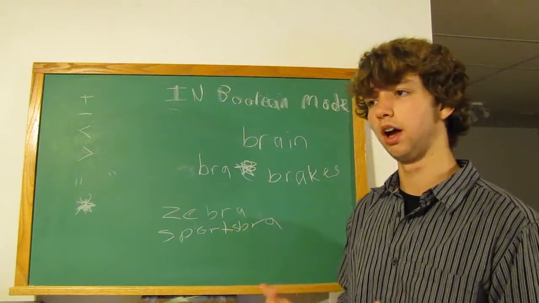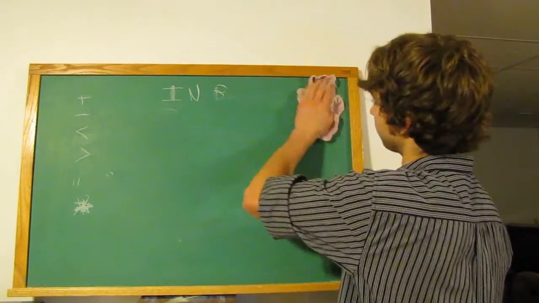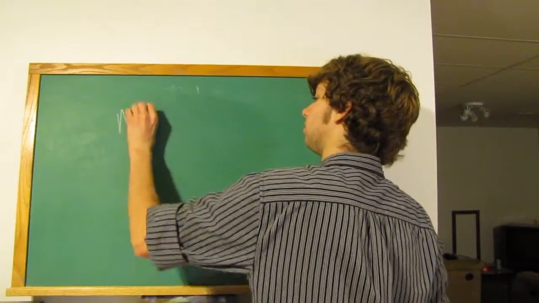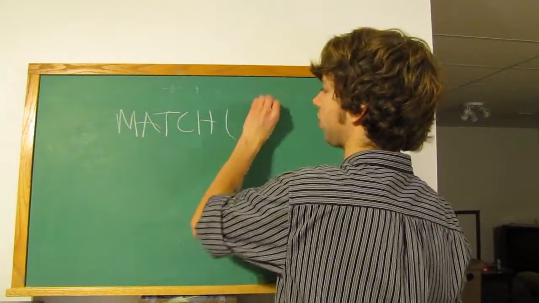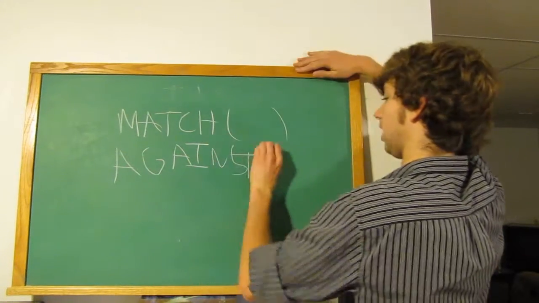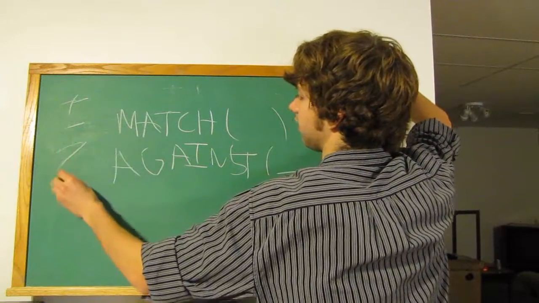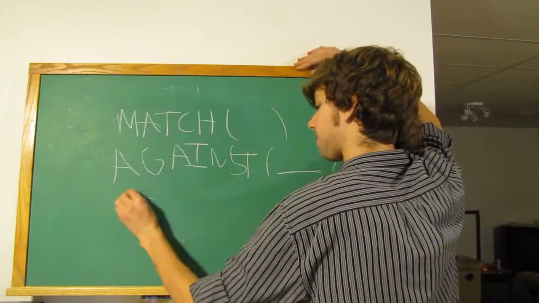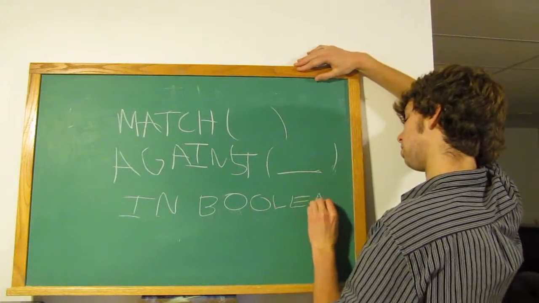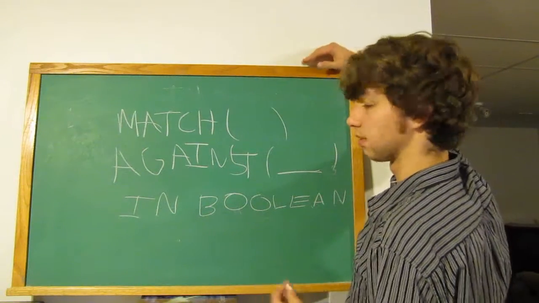But before we leave, I have to tell you how to do this because I never really actually taught you. So let me just erase all this. Before we had match, and then we had the columns, against, and then we had what words. This is where we would use the code things, plus, minus, less than, so forth. And then you say in Boolean mode.